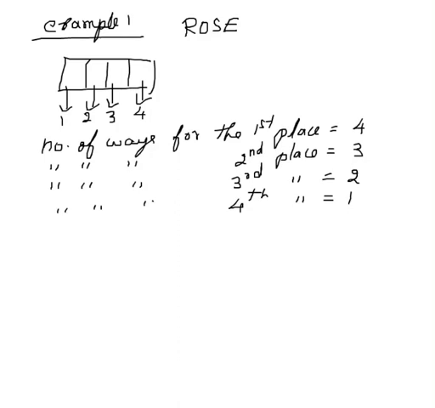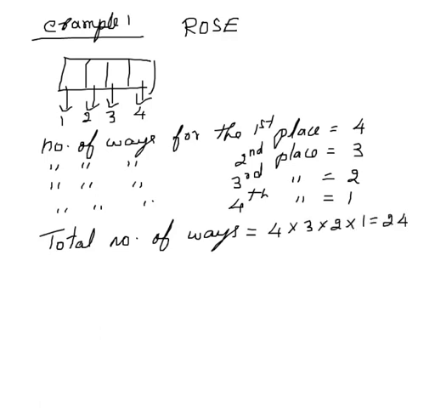Write the whole sentence. Therefore, total number of ways is equal to... I need all 4 positions. First one and second one and third and fourth. So I need to multiply. So totally we can form 24 words with meaning or without meaning.